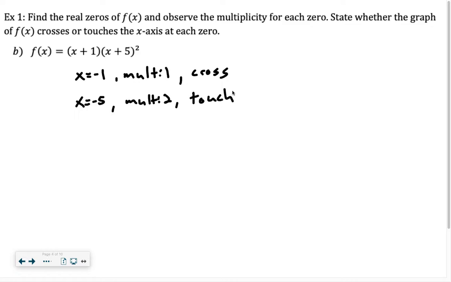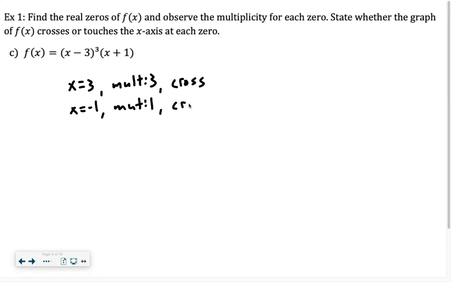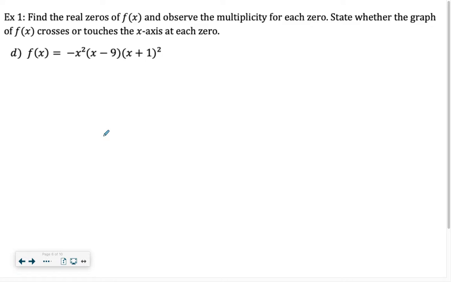All right, let's try a couple more here. On this one, I again have 2 zeros. I'll get x equals +3 from this one. It has a multiplicity of 3, and that's odd. So whenever we have an odd multiplicity, the graph is going to cross the x-axis. My other 0 would be x equals -1. It has a multiplicity of 1, which means the graph will also cross the x-axis at that point. Okay? One more. Why don't you guys try this one?